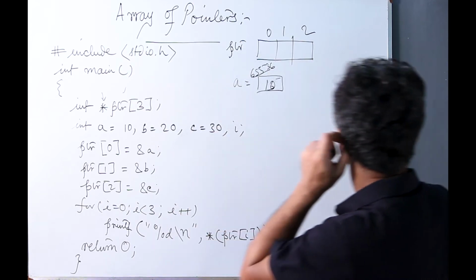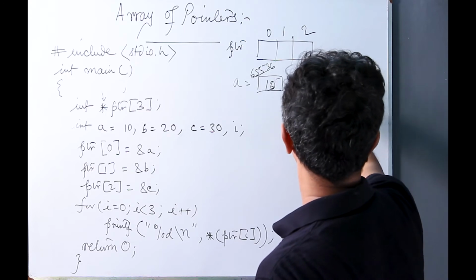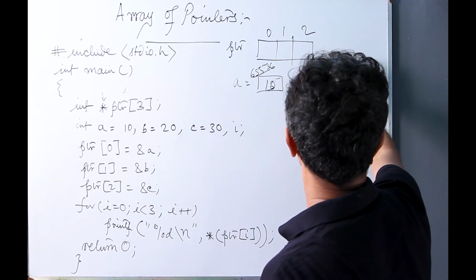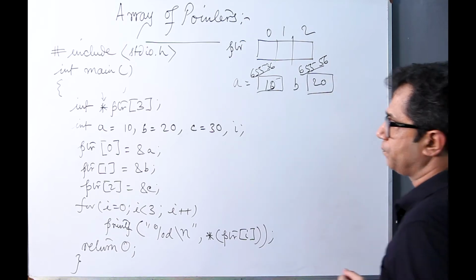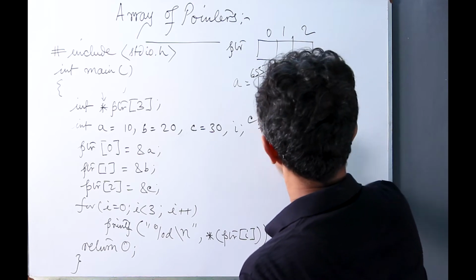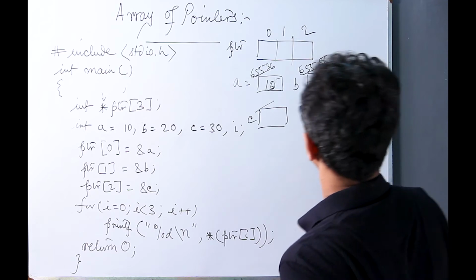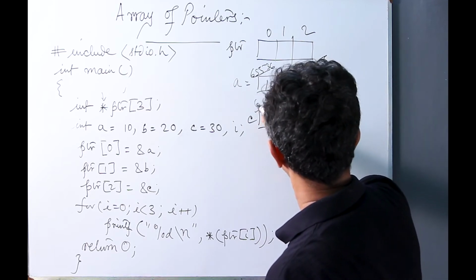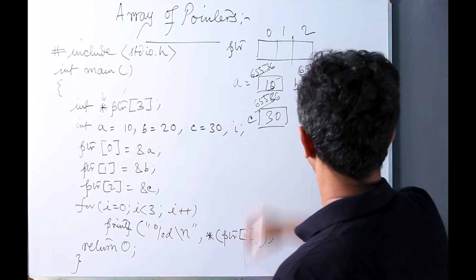This is 10. And this b variable will also hold a memory location, say suppose 65556. It will contain the value of 20. The c variable has a memory location of, suppose, 65586. It will contain 30.